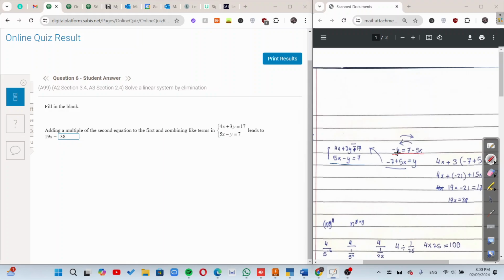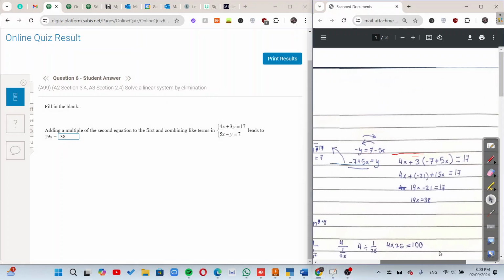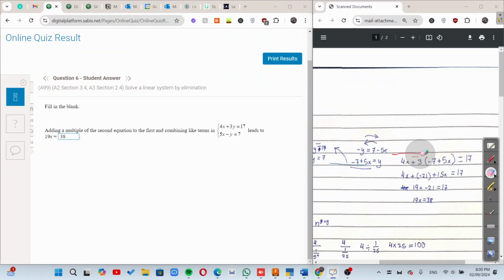But here we don't want negative y. We never want y to be negative. So we have to put these on this side of the equal sign, which changes their sign, and the y on the other side of the equal sign, which also changes its sign. See? 7 plus 5x equals y, positive y.